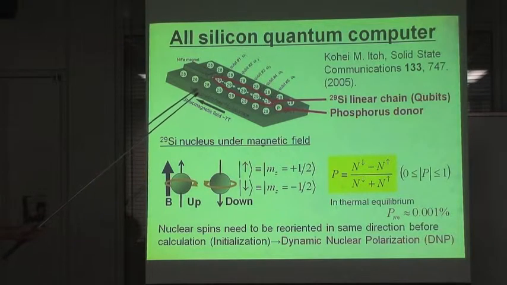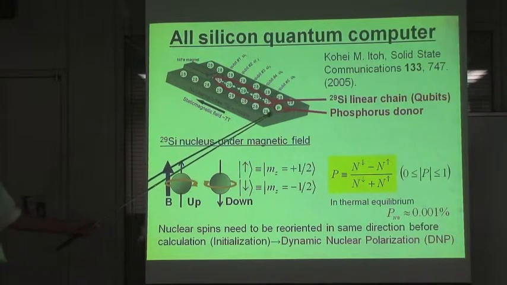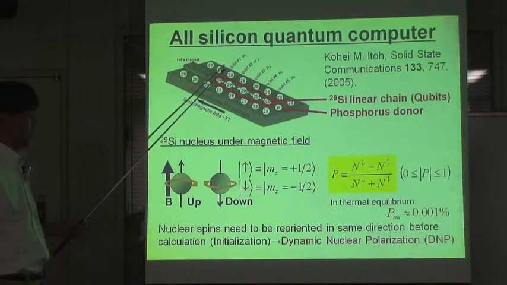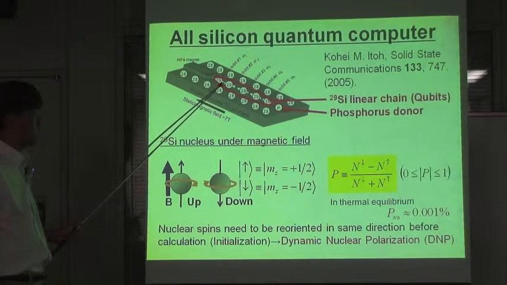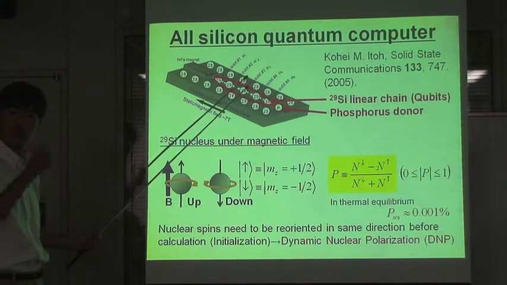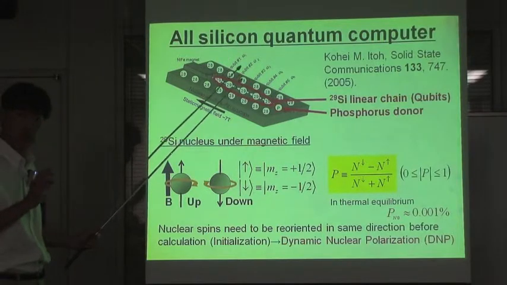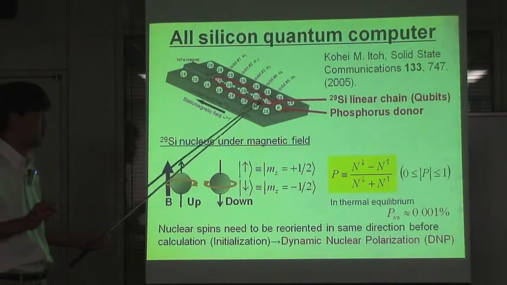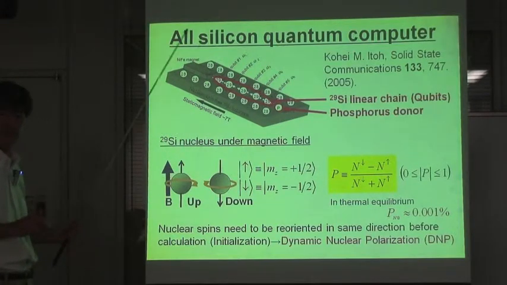So we proposed in 2005 the so-called all-silicon quantum computation scheme, where we use silicon-29 nuclear spins as qubits. At the end of this linear chain of silicon-29 nuclear spin qubits, there is a phosphorus donor attached to it. At the very beginning of the quantum computation, we want to orient these nuclear spins to the same direction, same orientation. For this, we propose to use phosphorus attached at the end. So we will use phosphorus to orient these silicon-29 nuclear spins.